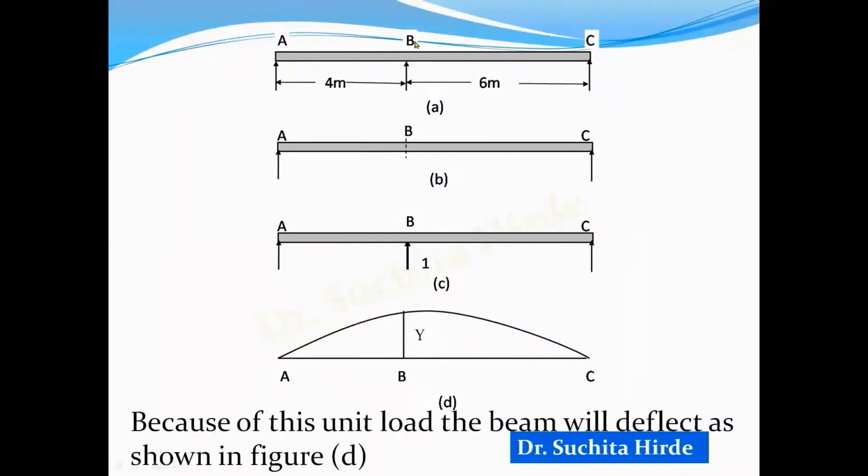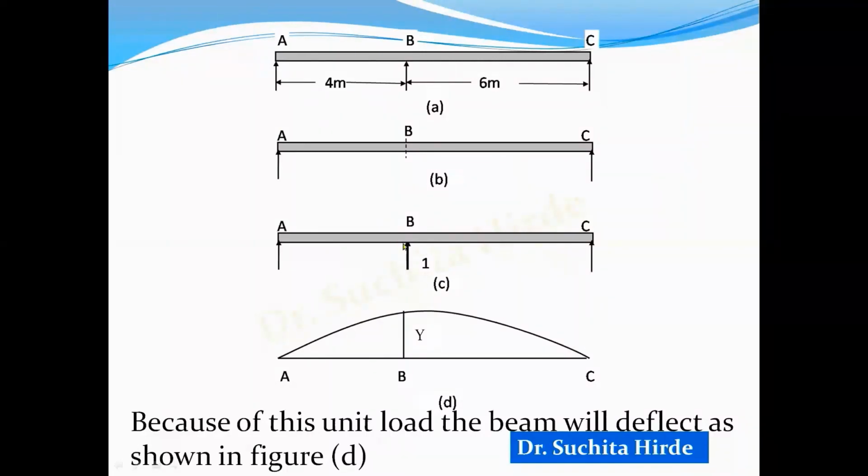So what we do? First we remove this reaction. The beam will become a simply supported beam. Then this is nothing but a load. You can show the load at the bottom as well as at the top. Wherever you want, you can show the load. Then for this load, you have to draw the deflected shape using any method. There are various methods for drawing the deflected shape. Here we are using the conjugate beam method. Using any method, you will get the ordinate of deflection here as y due to this 1 kilonewton.